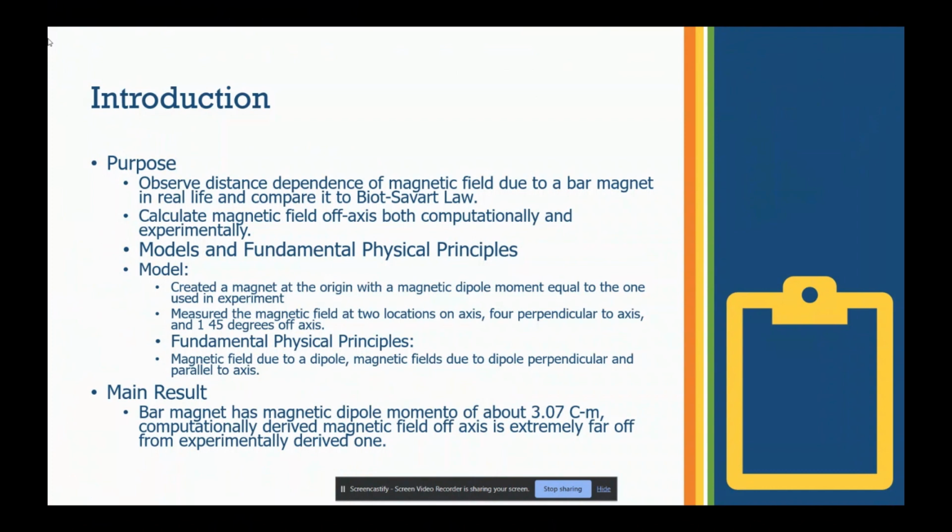The result of our experiment was that the bar magnet has a magnetic dipole moment of about 3.07 coulomb meters. The computationally derived magnetic field off axis is extremely far off from the experimentally derived one, probably due to some errors in the experiment.